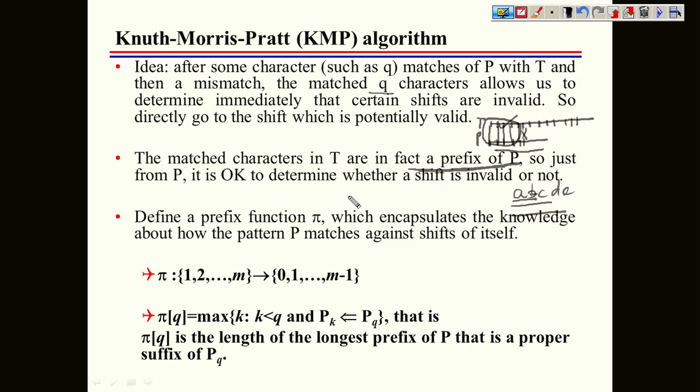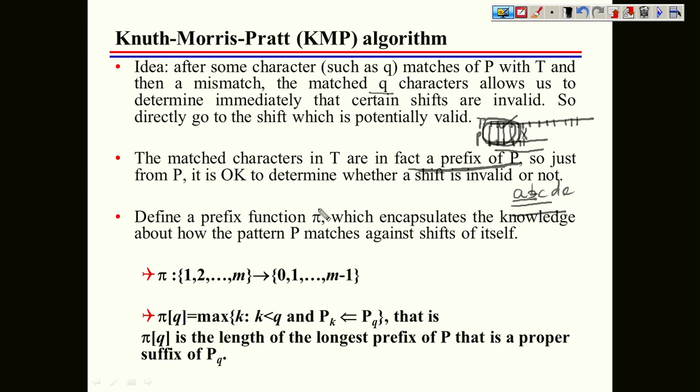So it is determined whether a shift is valid or not, and with this prefix information which is matched with the text, we can easily find out the next comparison, or how many characters we have to shift, because there is no need to shift one character at a time. We can immediately find out how many shifts are invalid.